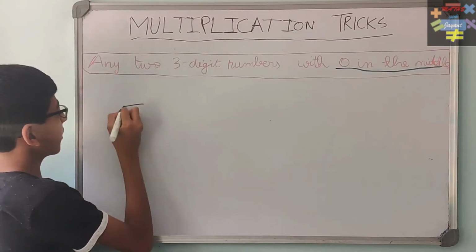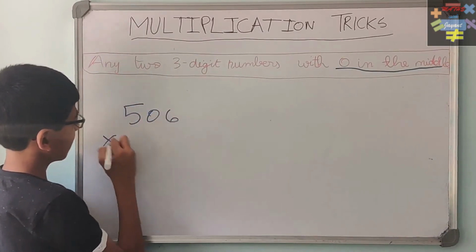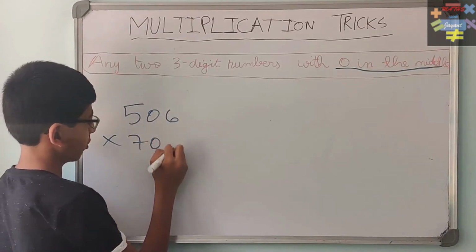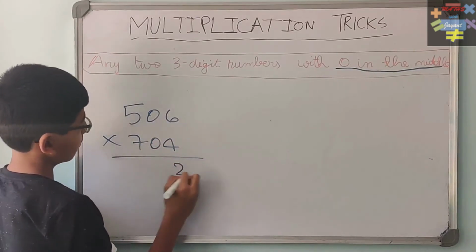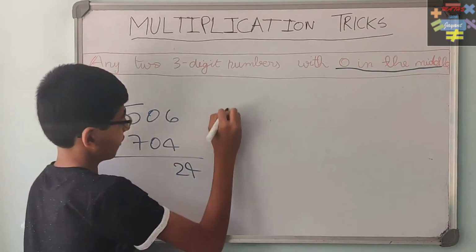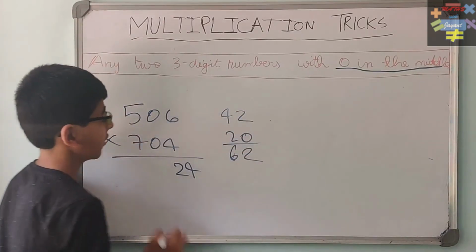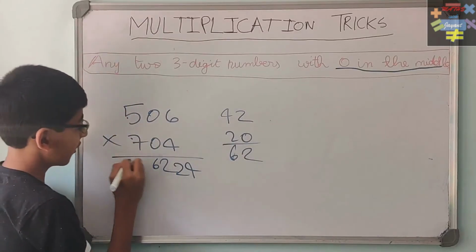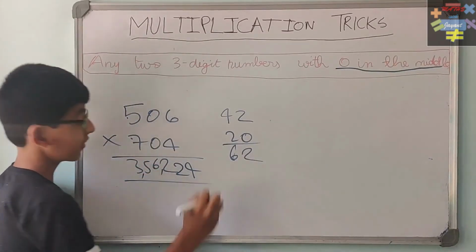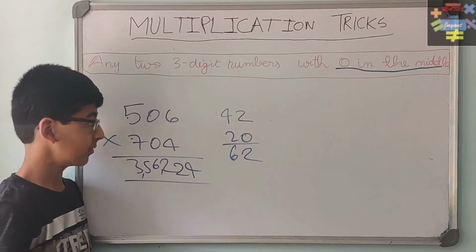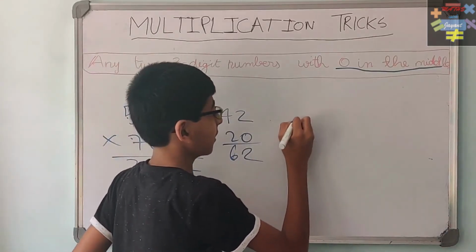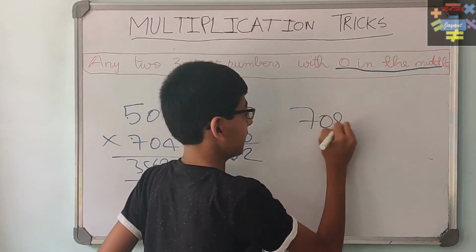Let's say we have a question 506 into 704. Like this, 6 4s are 24, 7 6s are 42, 5 4s are 20. 42 plus 20 gives us 62, and 7 5s are 35. Answer is 3,56,224.